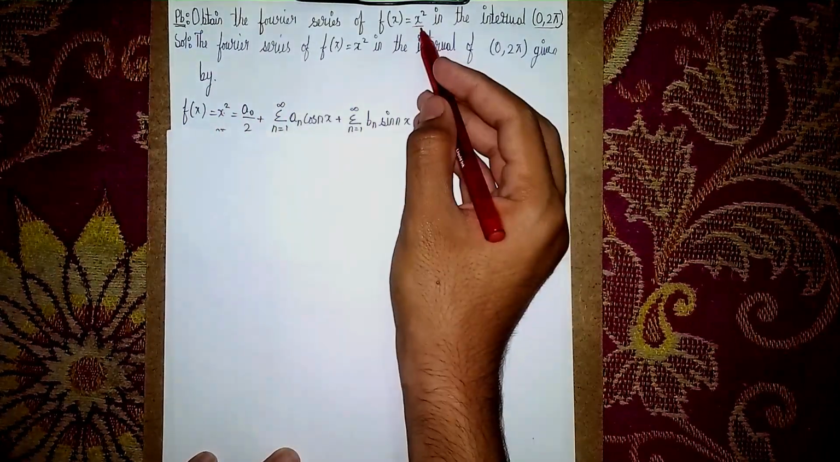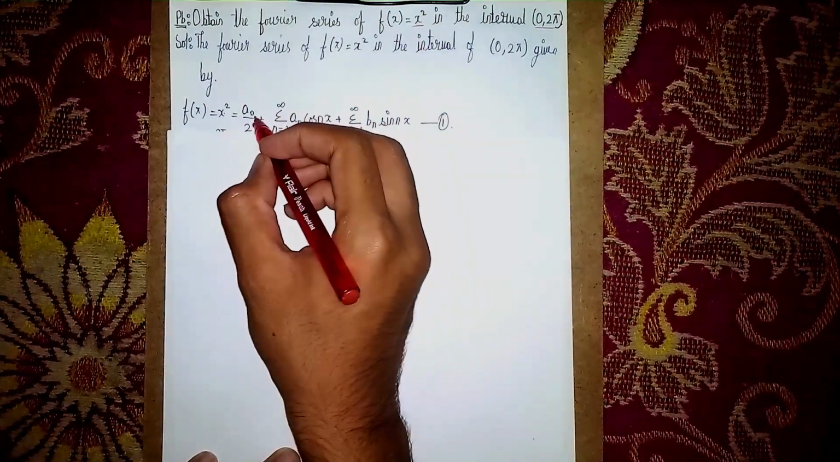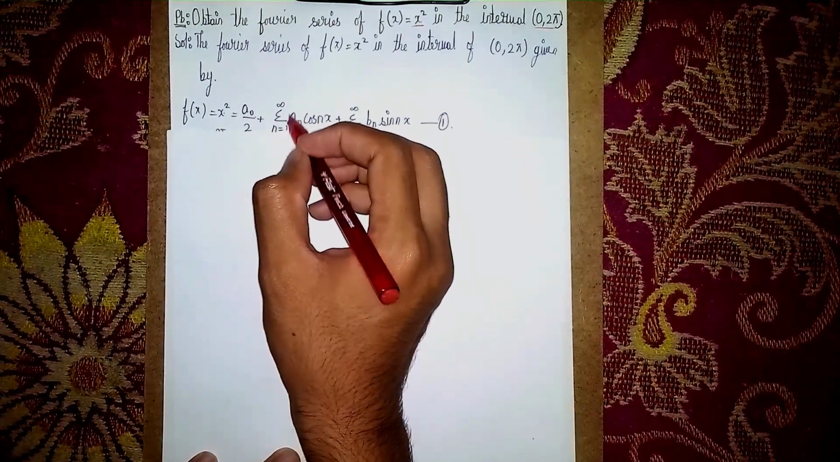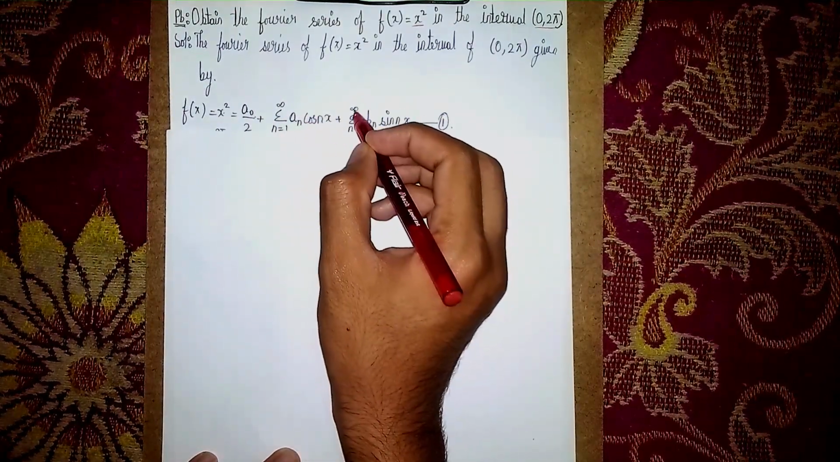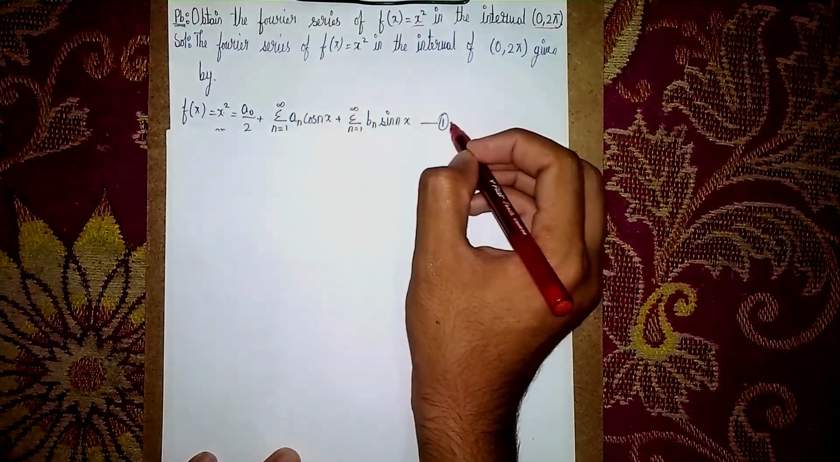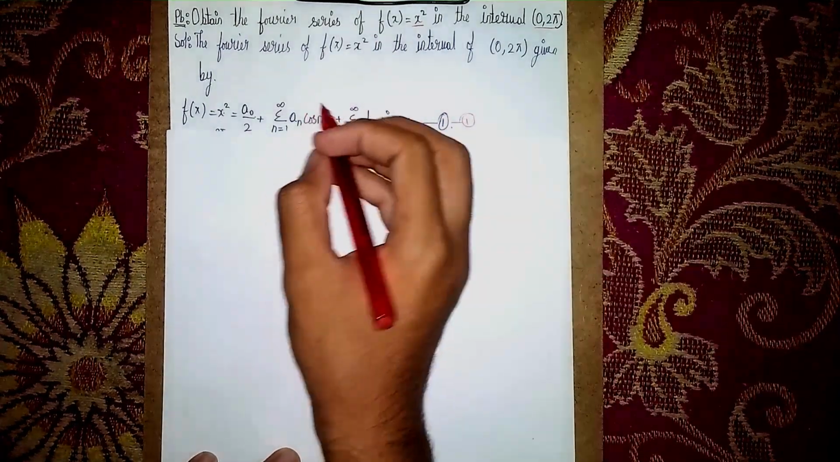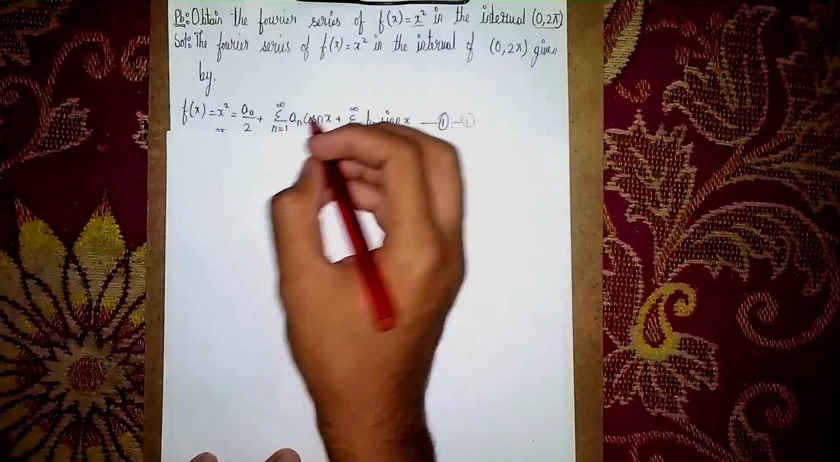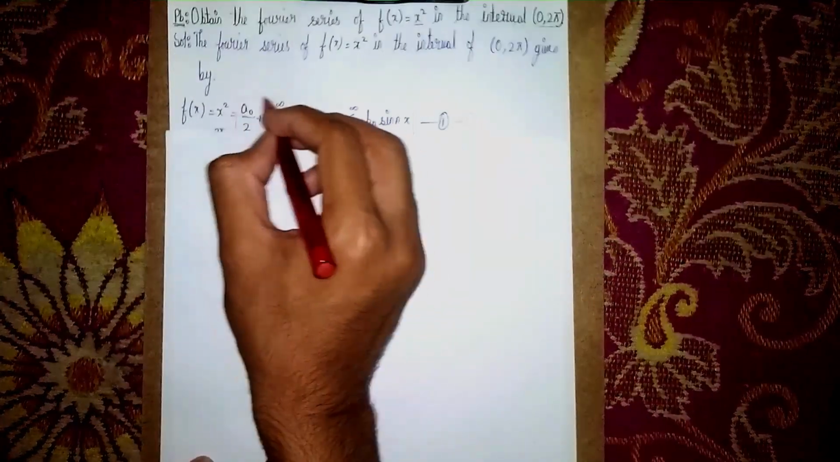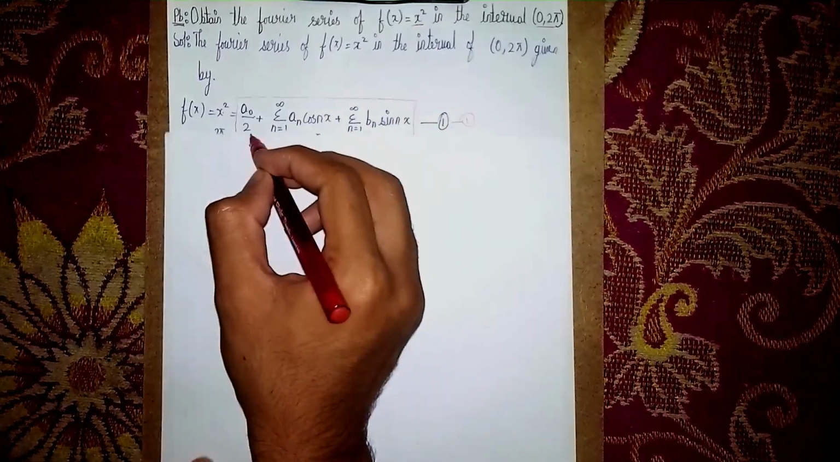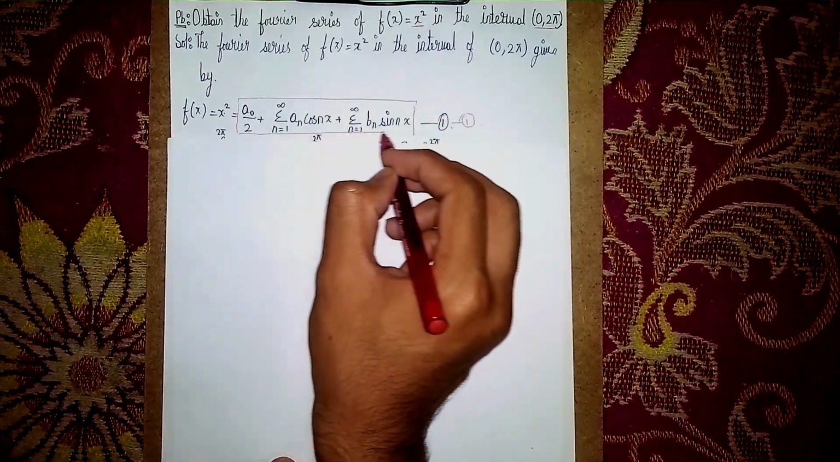After that, first write f of x is equal to x square, then a naught by 2 plus summation of n is equal to 1 to infinity a n cos nx plus summation of n is equal to 1 to infinity bn sin nx. Take it as equation 1. This is the general solution. In every question you have to write this equation, and you have to remember this general equation.